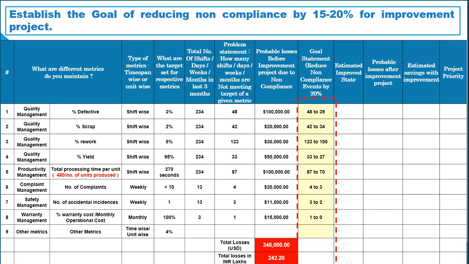So we started with understanding the number of metrics they are maintaining, how frequently they are collecting the data for the metric, shift-wise, day-wise, or unit-wise. Then what is the target they have for a given metric? Then how many shifts, or for that matter how many days, they are not meeting that given target. We tried to find that out. Once we achieved that, we tried to find out the estimated annual losses from that non-compliance. Once we achieved it, we cumulated the total losses. Then we set the goal: reduce the number of non-compliant shifts by 15 to 20%. That's the goal we set. Let's go to the next slide.